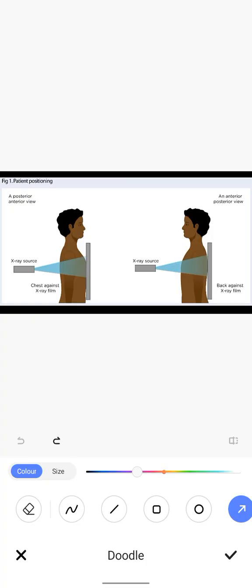In this image, you can see the same patient positioned in two different ways. In the first image, this is the back side of the patient and this is the front side of the patient's body. In another image, this is the front side of the patient's body and this is the back side of the patient's body. The back side of the patient is called posterior.